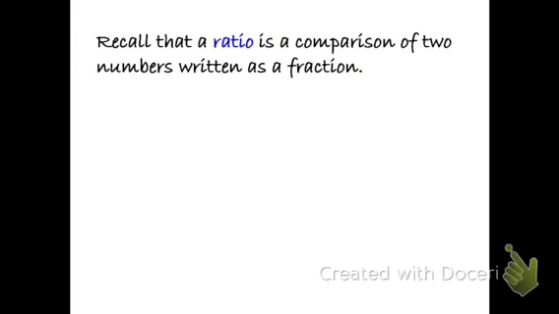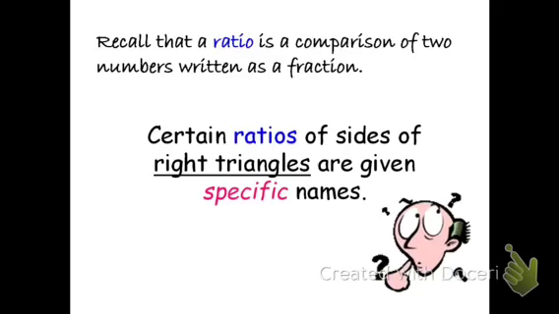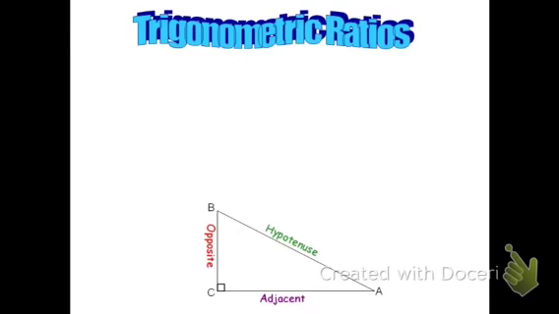Before we do trig ratios, let's talk about what a ratio is. A ratio is just a comparison of two numbers written as a fraction. Now, certain ratios for right triangles are going to be given specific names. Let's talk about those three ratios. They're sine, cosine, and tangent. To begin, let's define tangent. Tangent is the ratio of the opposite to the adjacent legs.